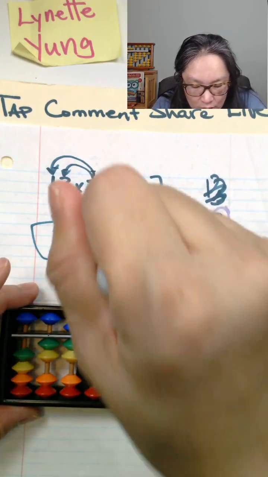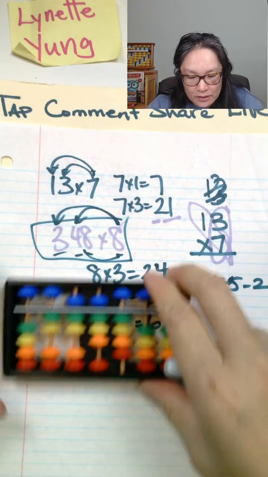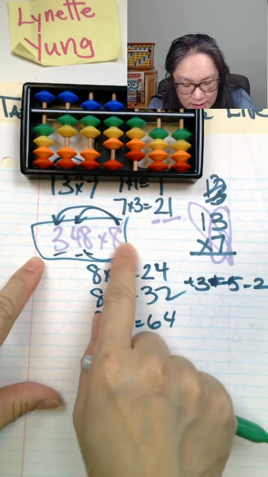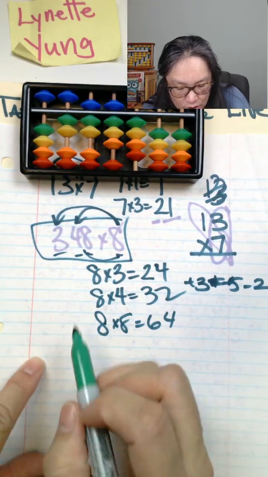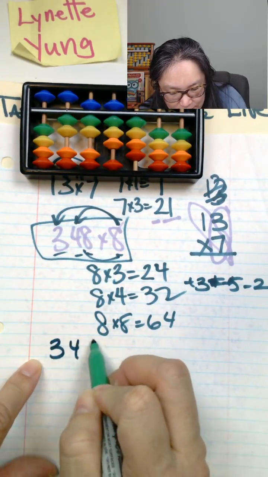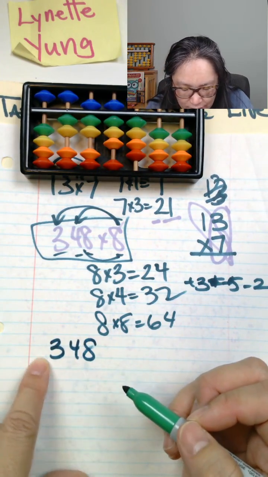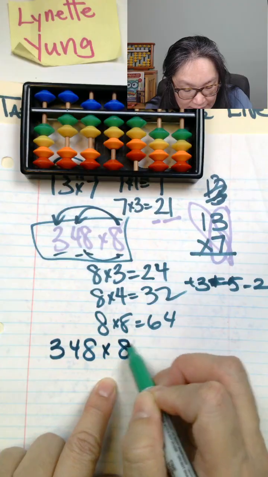So let's do two of them. What does that mean? Let's do these three digits, and then we'll add one more digit. So the problem is 348 times 82.